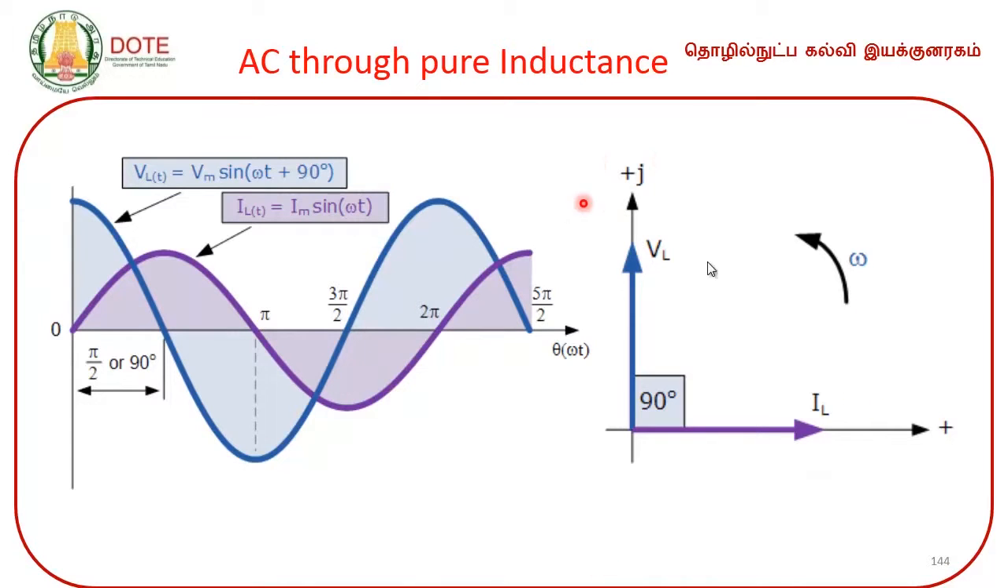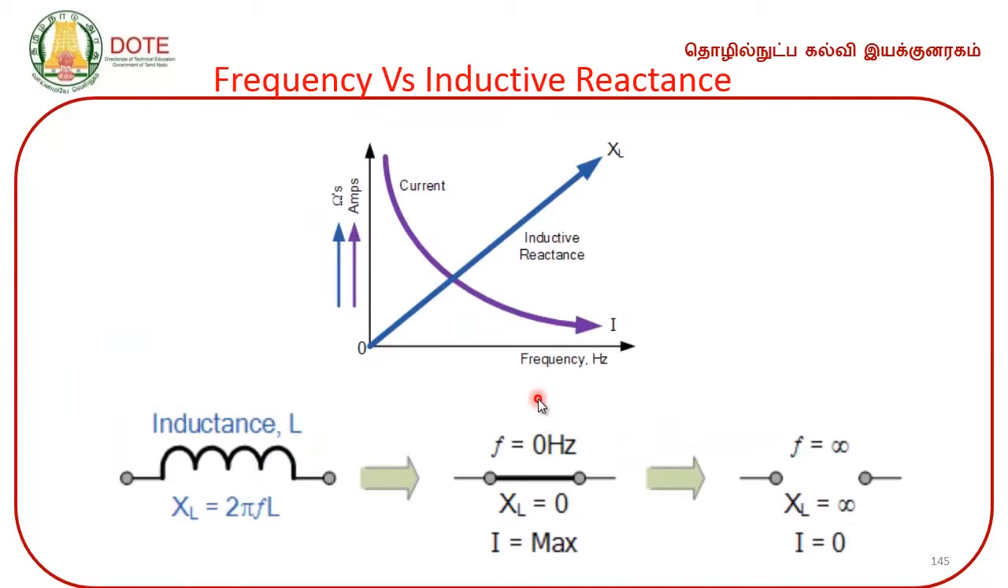So in this direction current is at 0 degree, but the voltage phasor is at 90 degree, right? So the angle difference between the voltage and current is 90 degree. Now look at this curve in frequency versus amplitude, right? Now let us understand how inductor behaves with respect to the AC frequency.